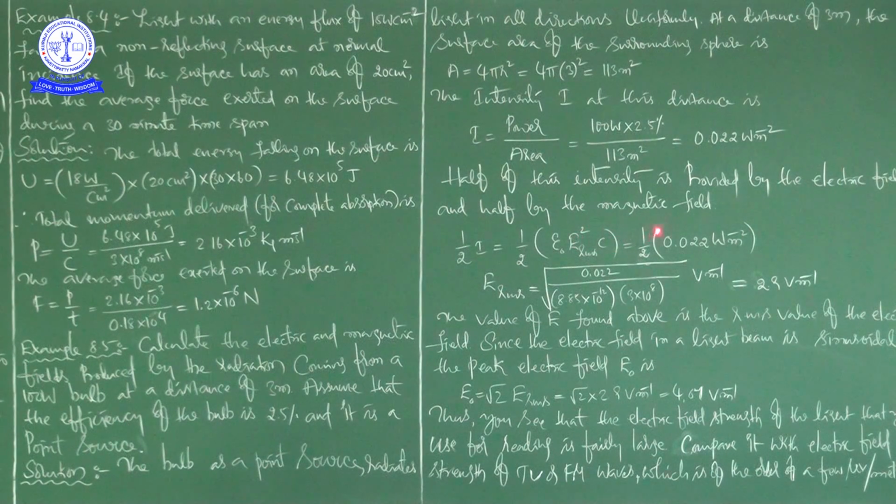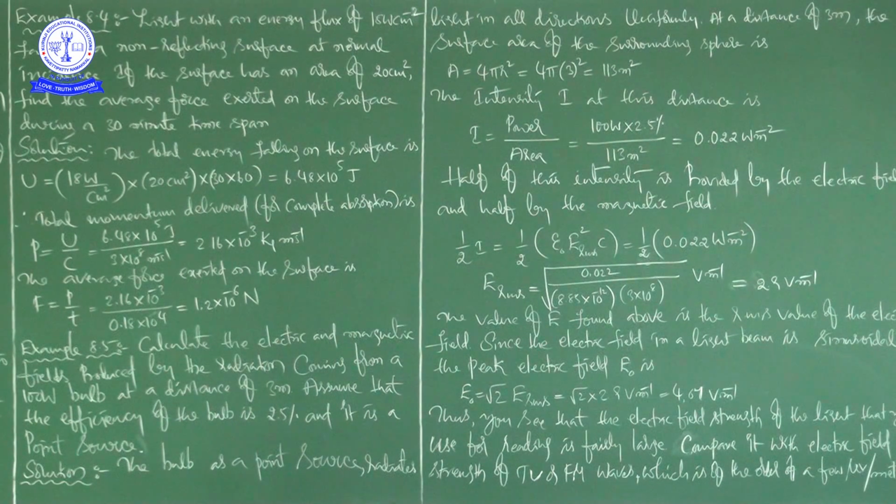E RMS squared times C is equal to 1 by 2 into, because here we calculated the I value, 0.022 watt per meter square. E RMS is equal to the square root of 0.022 divided by 8.85 into 10 to the power of minus 12 into 3 into 10 to the power of 8, that is equal to 2.9 volt per meter. This is E RMS, that is the RMS value of E.